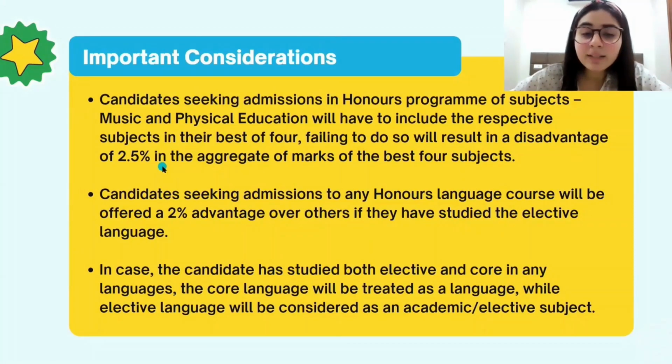Second point. Candidates seeking admission to any honors language will be offered an advantage of 2% over others if they have studied the elective language. So for example, if you are seeking admission in English honors and in your +2 you have studied English as an elective subject, then you will be given an advantage of 2% over others.